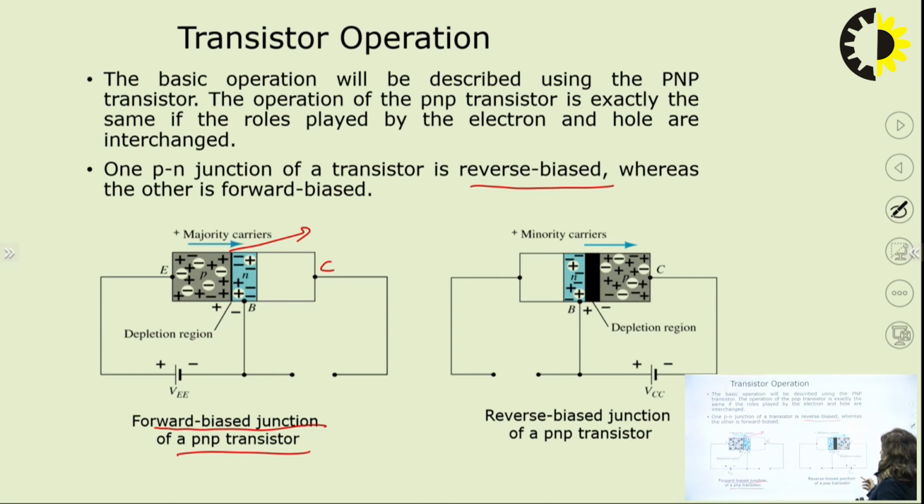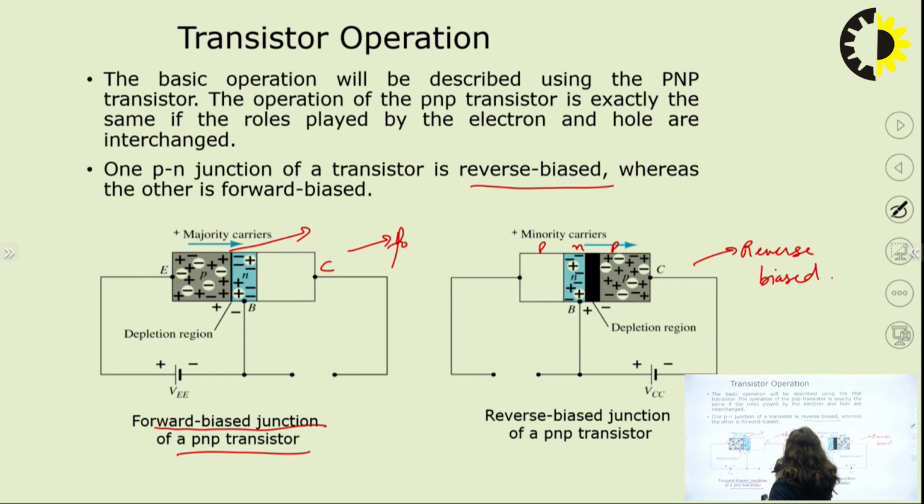Similarly, a reverse bias junction of a PNP transistor is provided between base and collector. Because this is P, this is N, this is P, the positive is connected with a negative terminal and negative is connected to the positive terminal. So this is basically reverse bias, and this portion is forward biased.